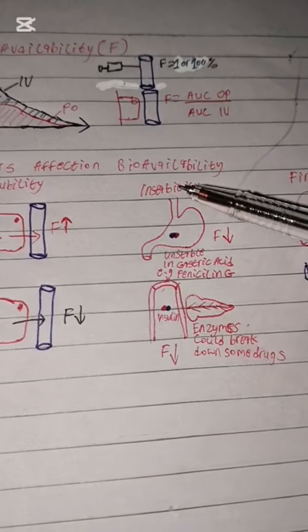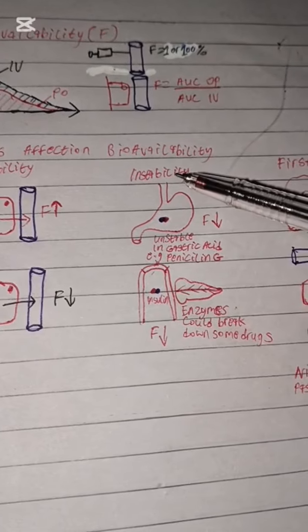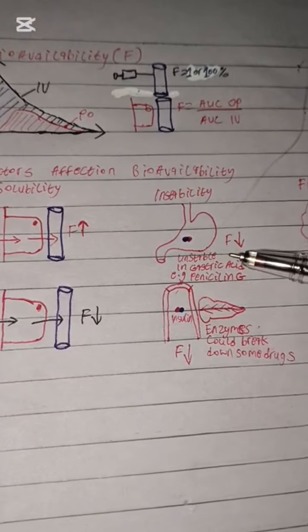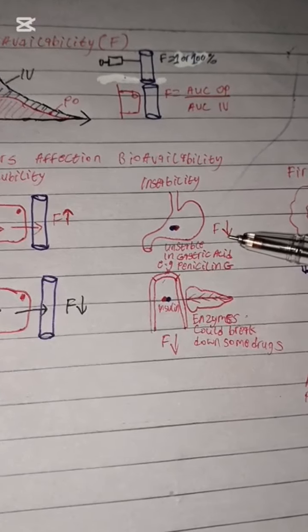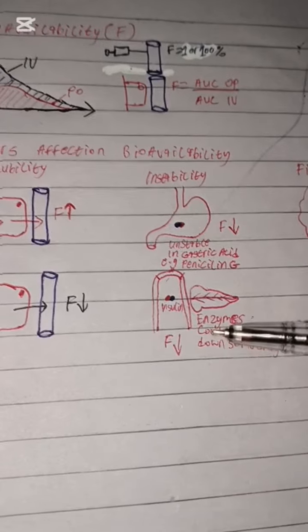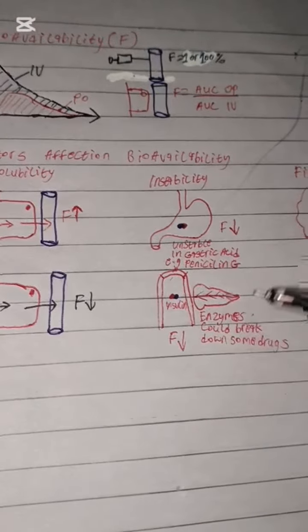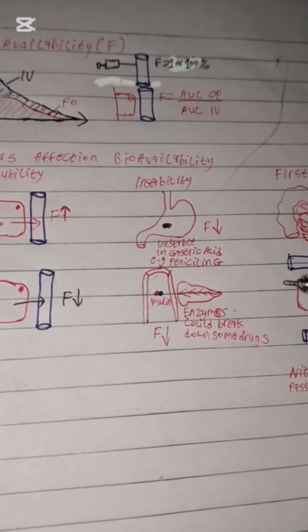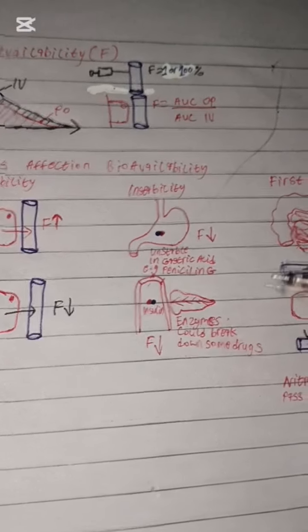Then we talk about instability. Some drugs are unstable in gastric acid, and as a result, we have less bioavailability. Other drugs will be broken down by enzymes, and as a result, less bioavailability. So stability or instability of the drug affects its bioavailability.